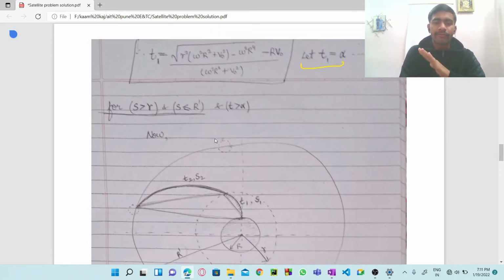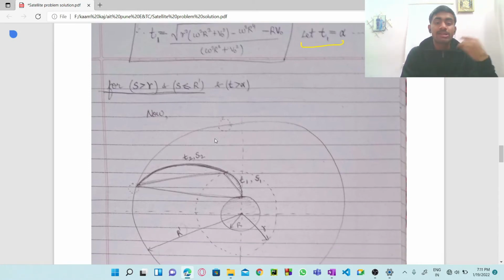So this was all about the first part of the journey. Now what about the second part, where I am considering s to be greater than r but less than r dash, meaning in between positions, and also considering the orbiting part. And for time greater than alpha, meaning I have not reset my time to 0 again in order to calculate t2. I have just continued from that path.